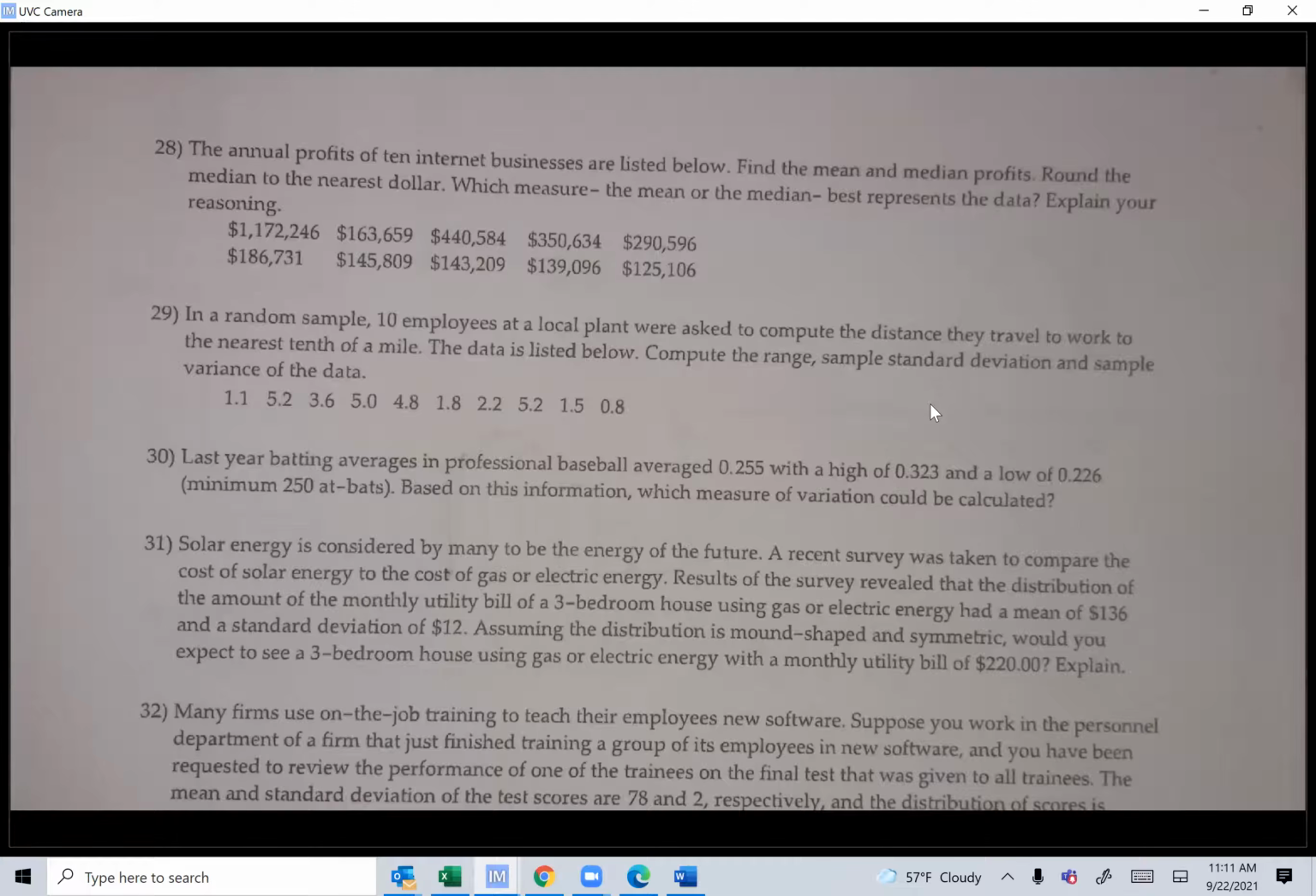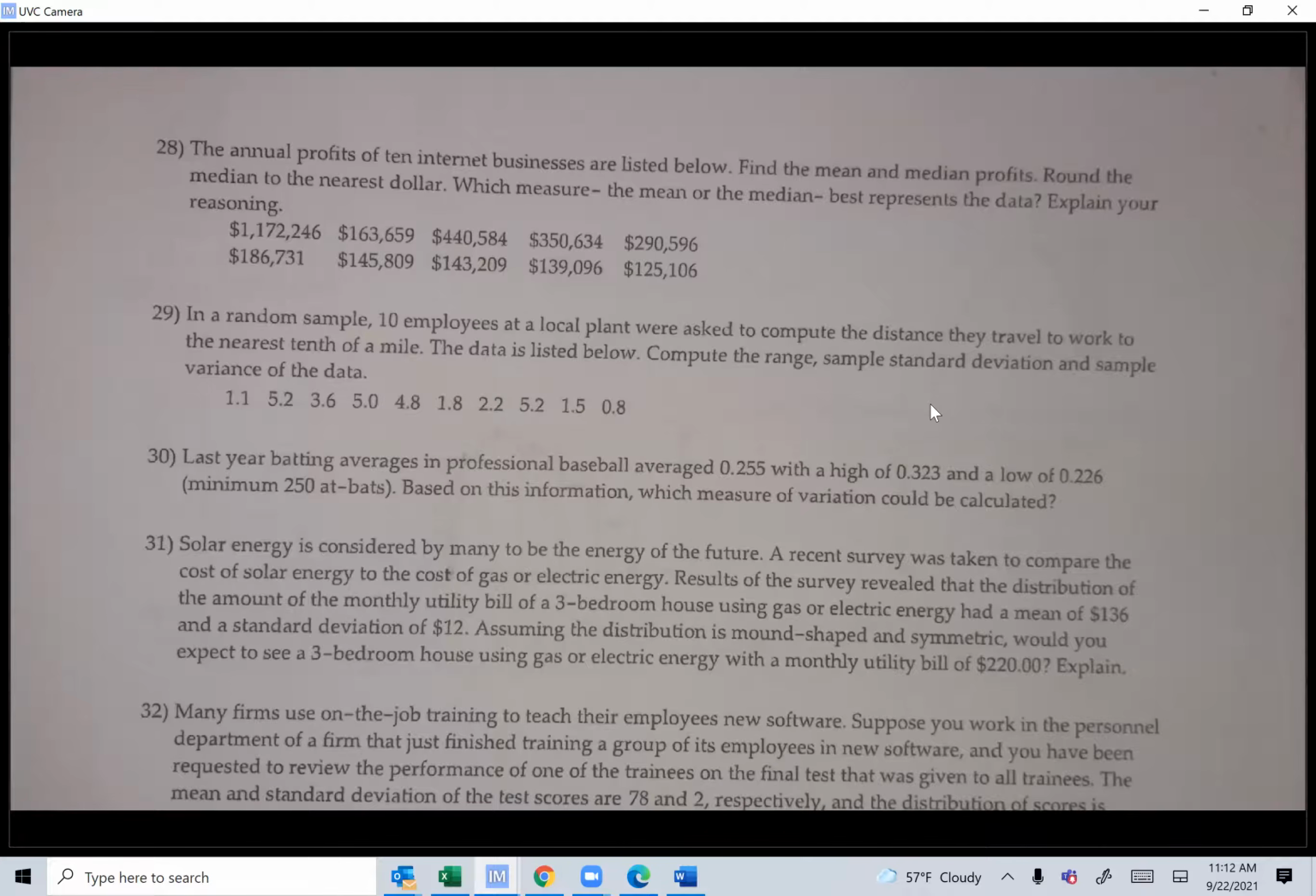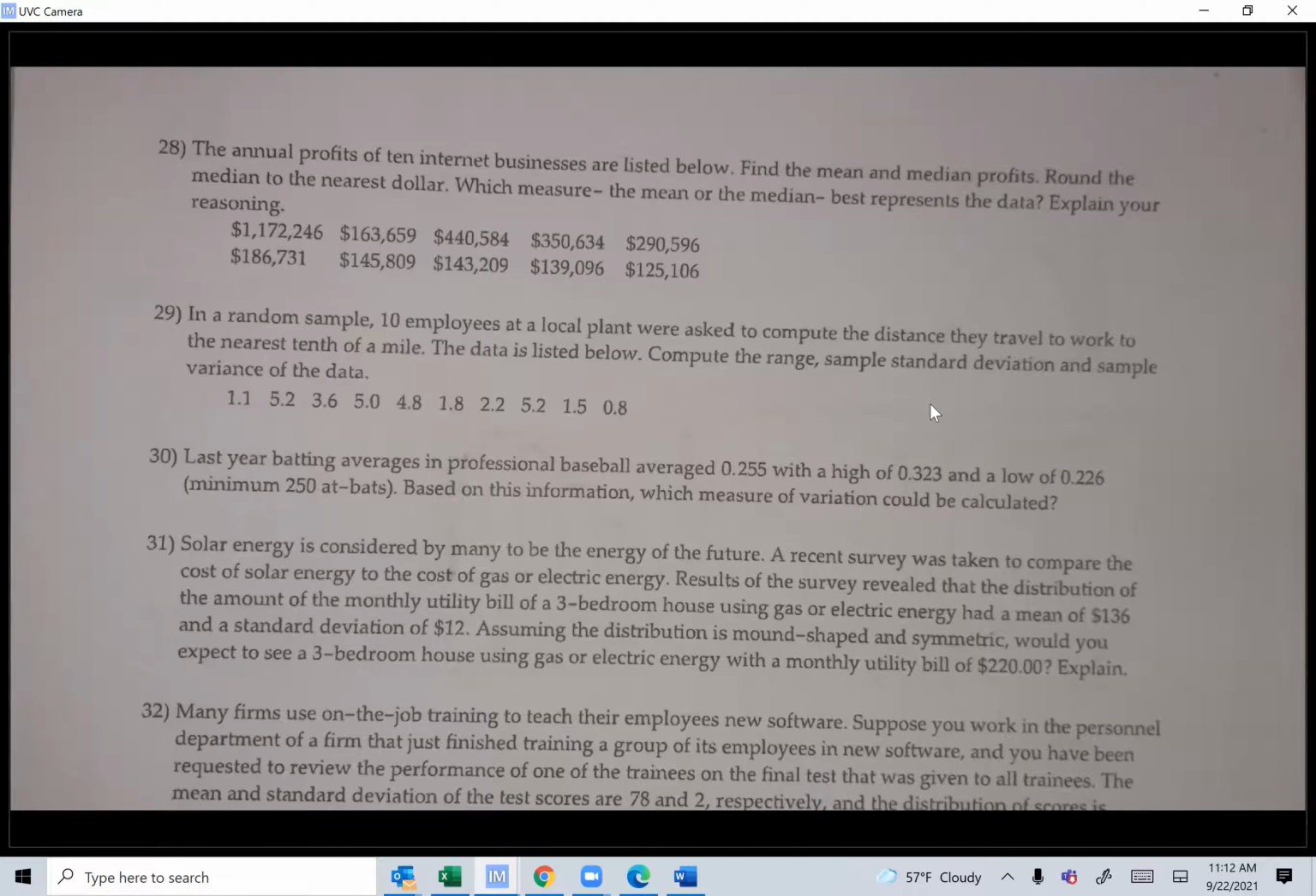I mean, the internet business profits. It seems like they are all in the hundreds, 200s, and then all of a sudden you have the 1,172,246. This is an extreme value. So you'll find the mean and the median. You're going to see that they're not close together. They're far apart. And you're going to say that the median best represents the data because of the presence of outliers, extreme values. And the extreme value will be the 1,172,000.